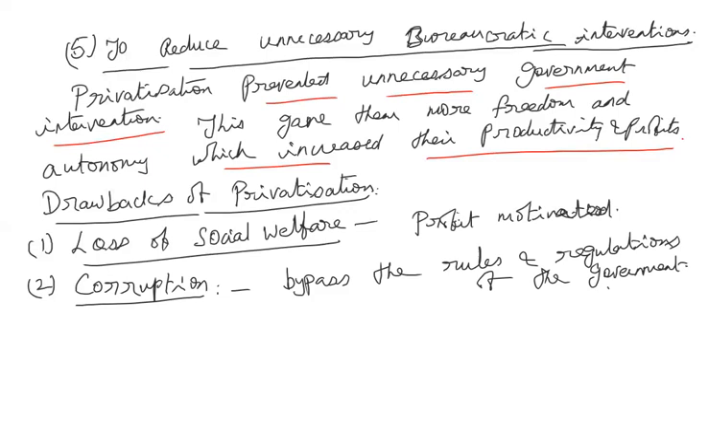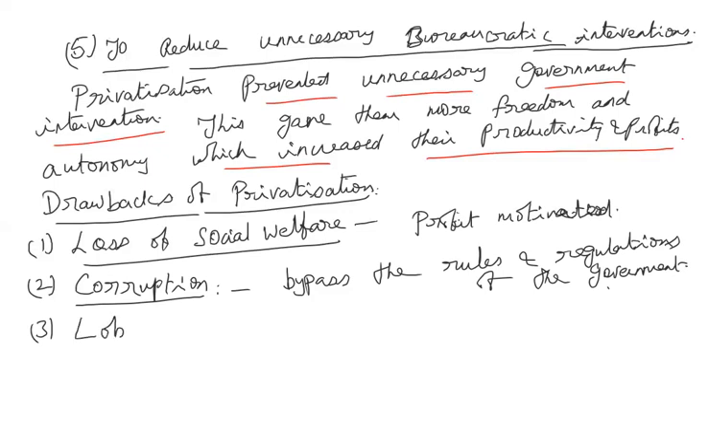So no private sector will come forward to produce only those commodities and services which promote the welfare of the general public. That itself is bypassing the rules and regulations of the government. They will find loopholes to bypass all the rules and regulations, and that leads to corruption.